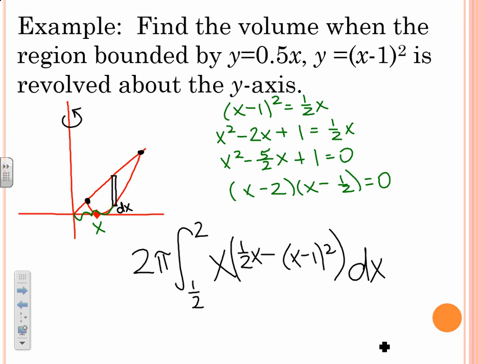What do you have? I have 45 pi over 32. And that's after you multiply by the 2 pi? Yeah. Okay, Logan has 45 pi over 32. Do you agree?